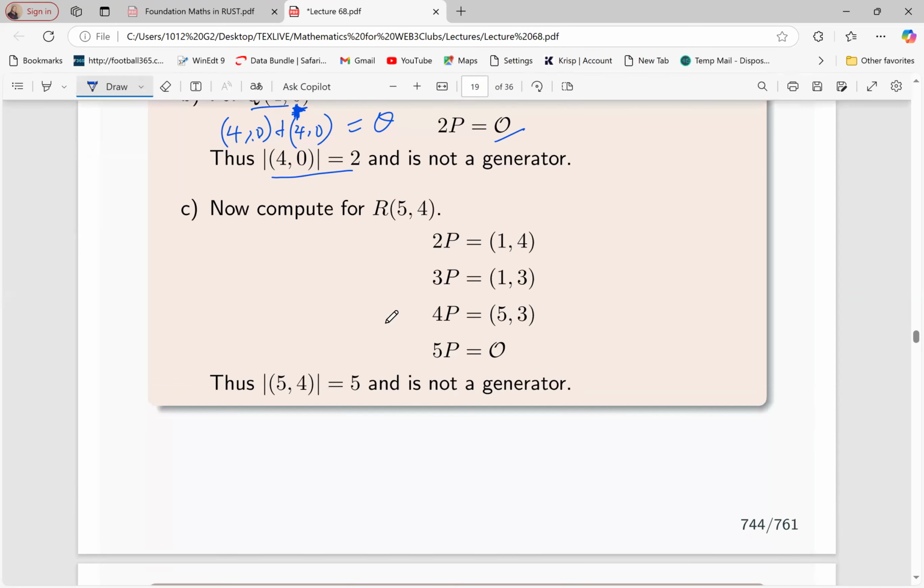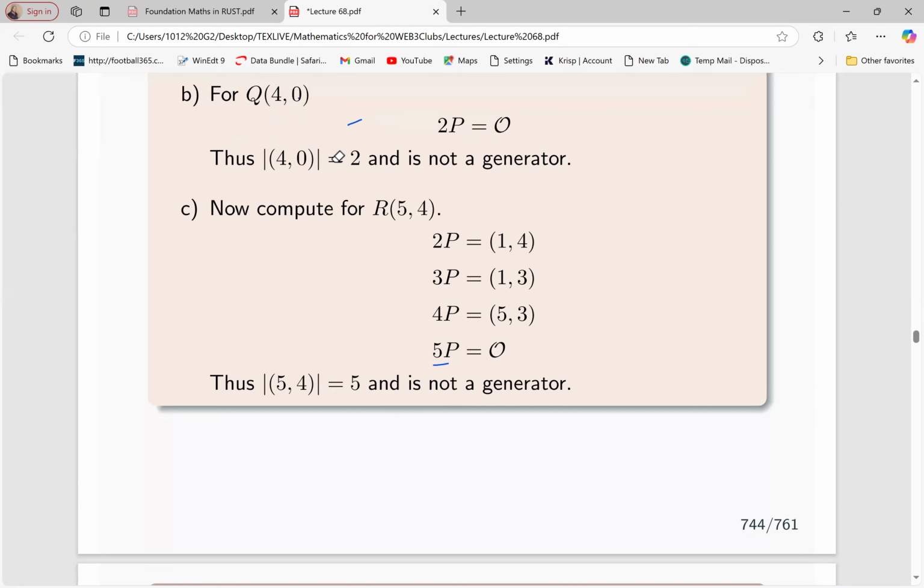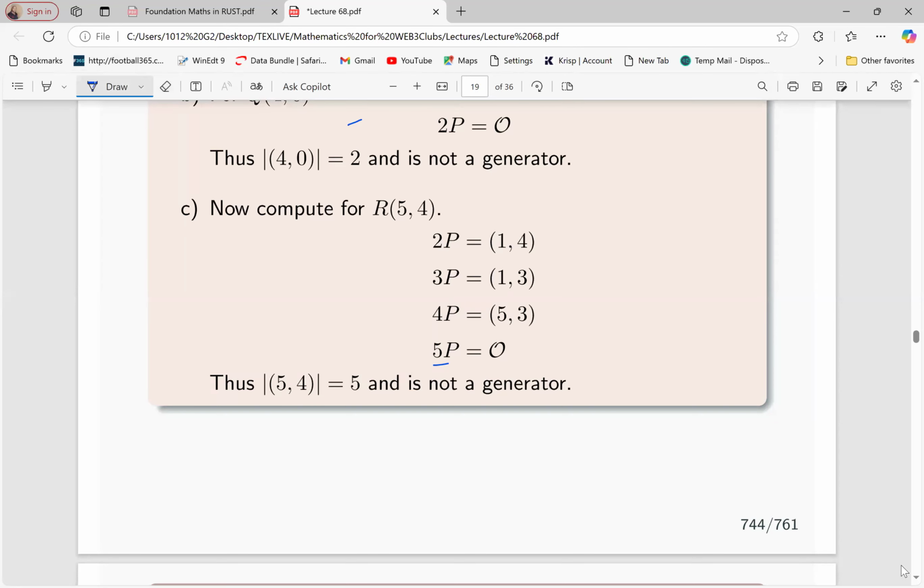What about this? Again, this one does not generate the entire curve, because you realize that 5P is the one that gives us infinity. And so on. So you don't need to do this manually. Of course, you can do it manually when you are writing your code, just to verify that the calculations of your code agree with your manual working. But once you have the code, then these calculations will be done using your code.